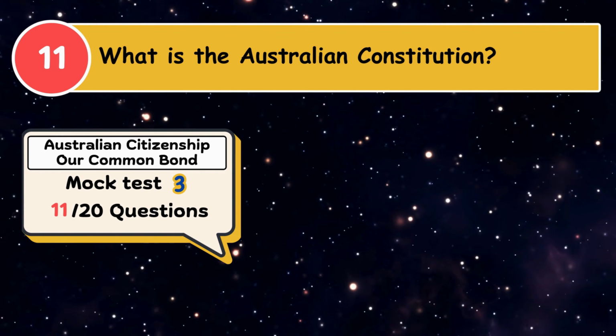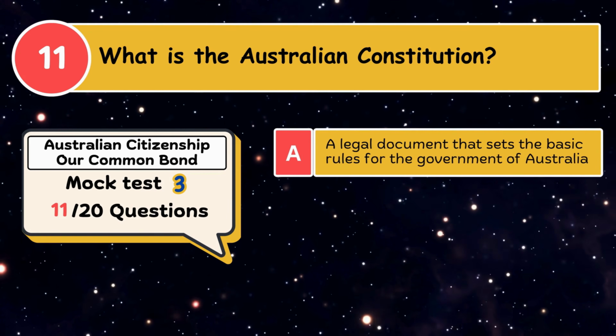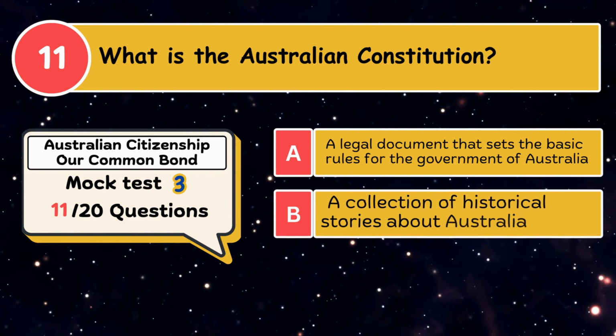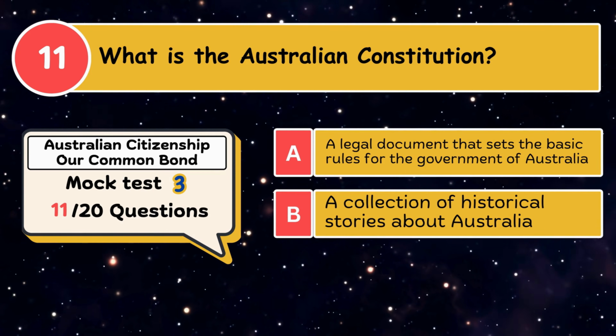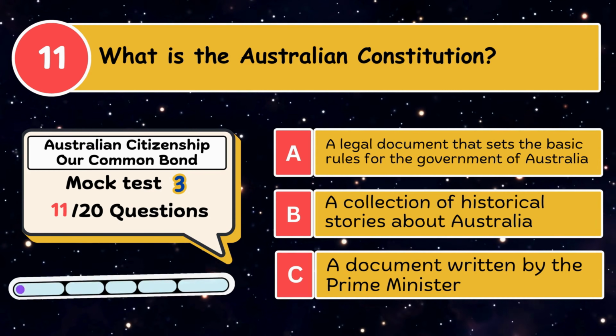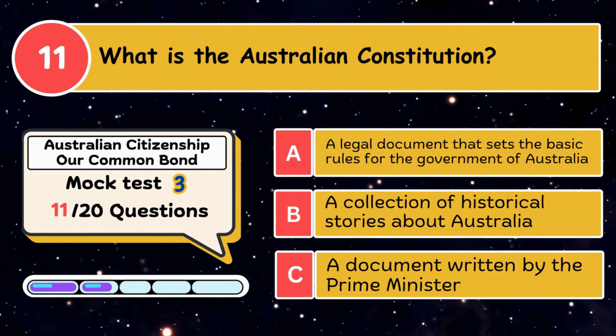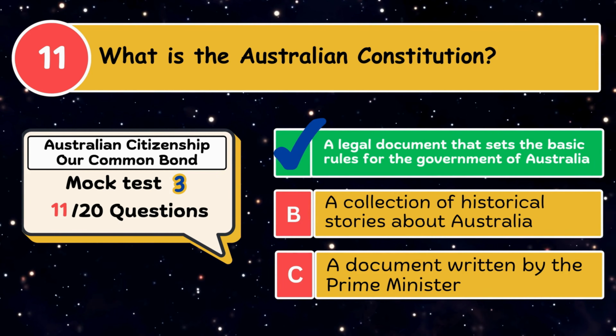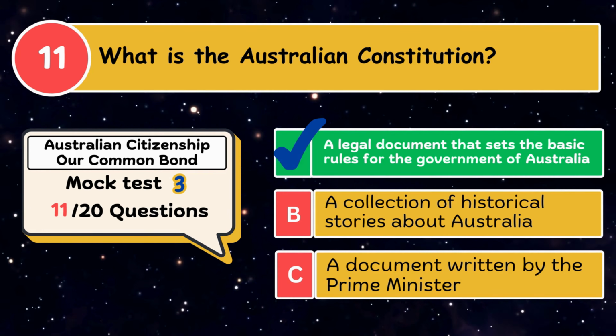What is the Australian Constitution? A. A legal document that sets the basic rules for the government of Australia. B. A collection of historical stories about Australia. C. A document written by the Prime Minister. The correct answer is a legal document that sets the basic rules for the government of Australia.